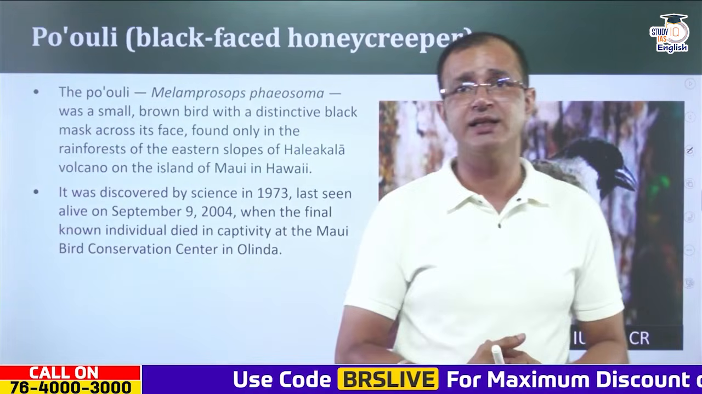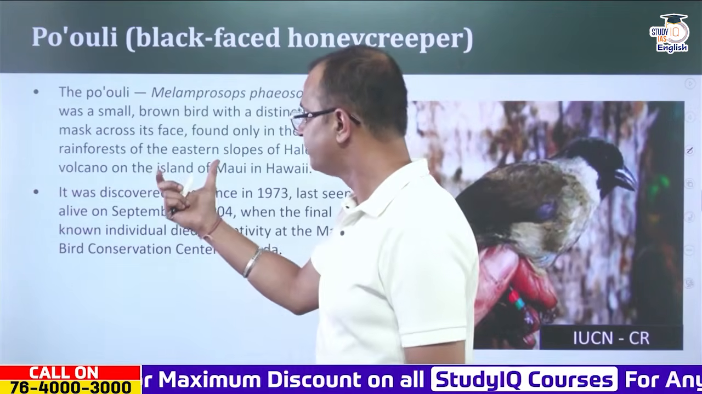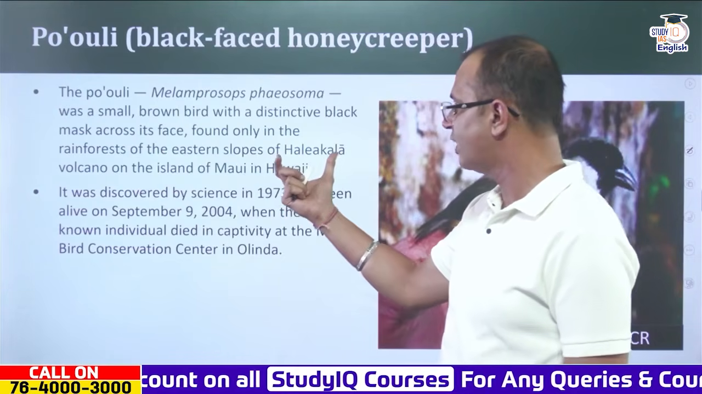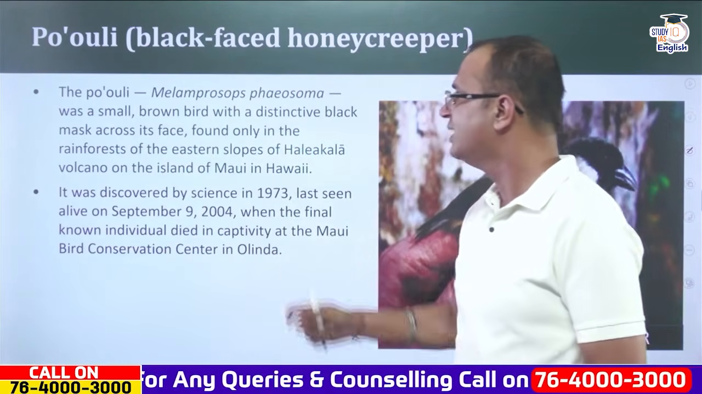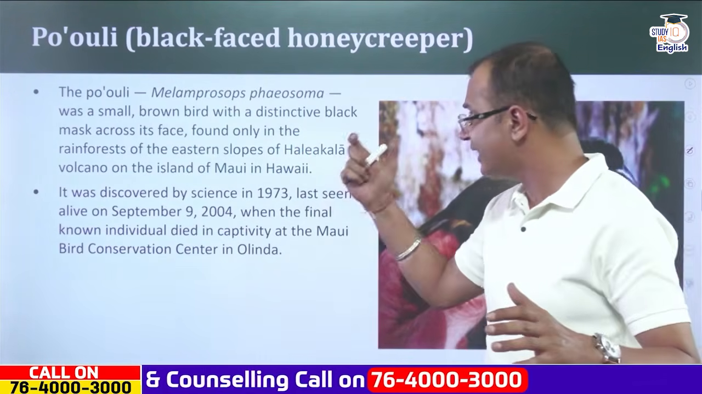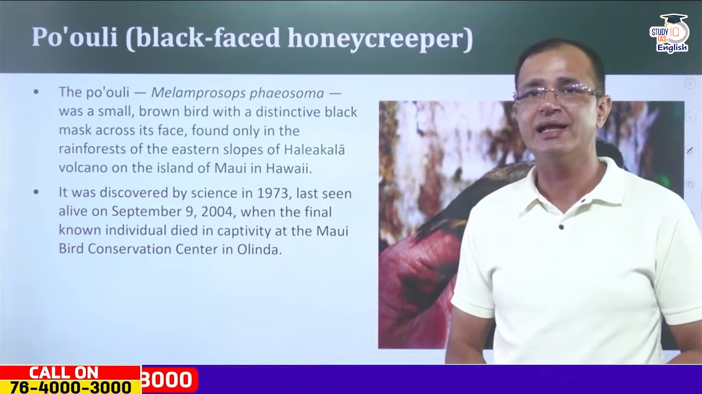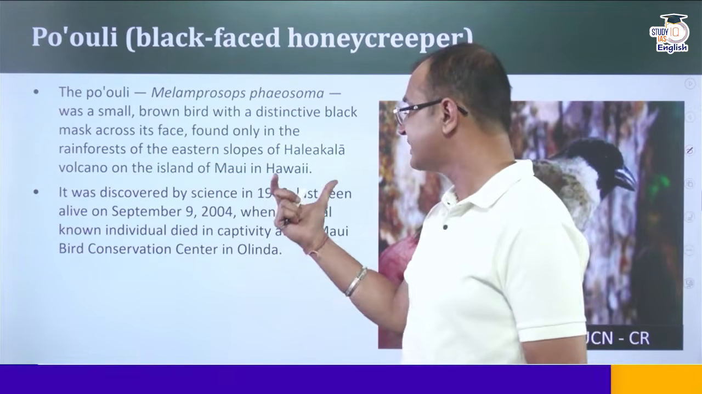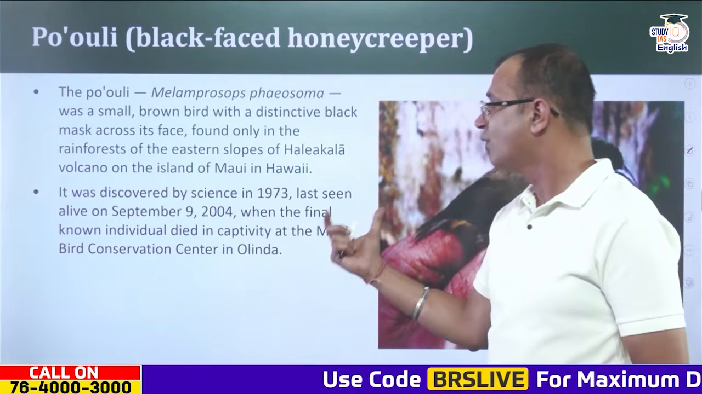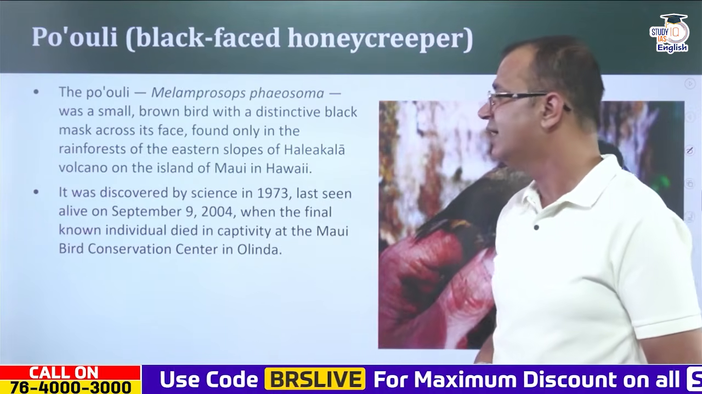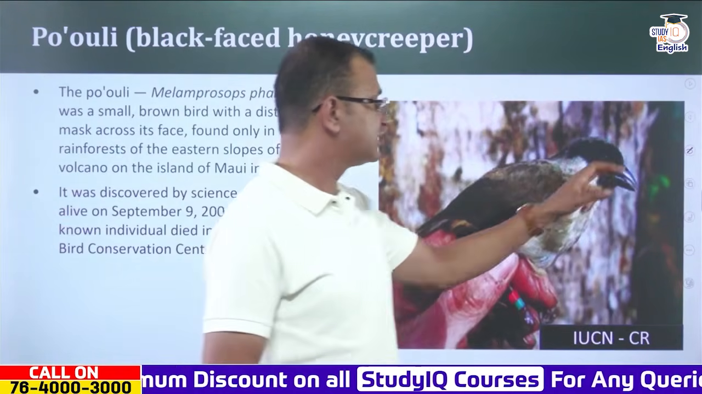Now, when it comes to another species, that is Pauli, the black-faced honeycreeper. Pauli was a small brown bird with a distinctive black mask across its face. It was found only in the rainforest of the eastern slopes of Haleakala volcano on the island of Maui in Hawaii. It was discovered by science in 1973 and was last seen alive on 9th September 2004, when the final known individual died in captivity at the Maui Bird Conservation Center located in Olinda. All right, so this is Pauli.